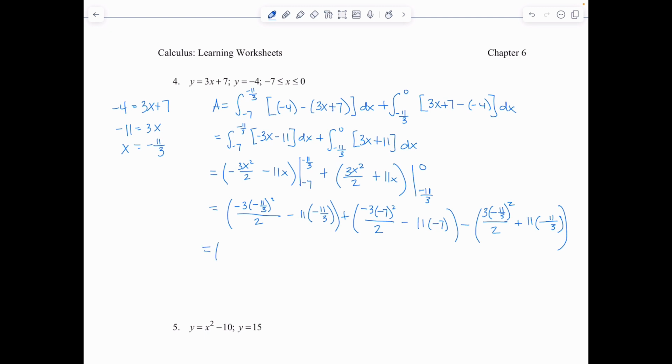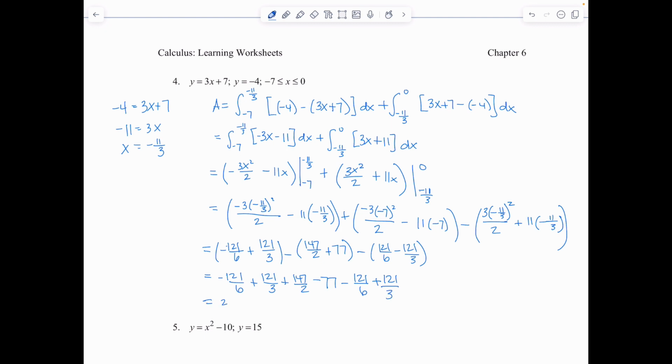This will give us, if we simplify each piece, negative 121 over 6 plus 121 over 3 minus 147 over 2 plus 77 minus 121 over 6 minus 121 over 3, just so that way we don't get a calculator error. So this will be negative 121 over 6 plus 121 over 3 plus 147 over 2 minus 77 minus 121 over 6 plus 121 over 3, giving us 221 over 6, which is approximately 36.83.